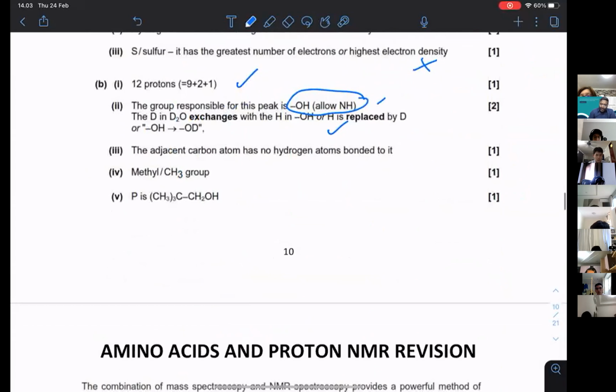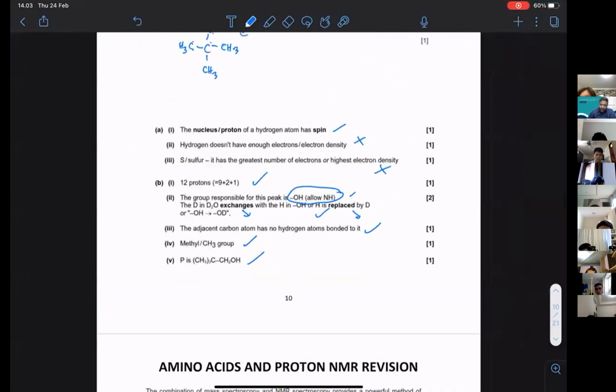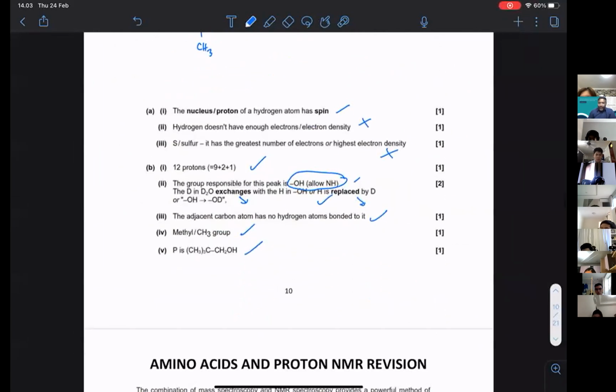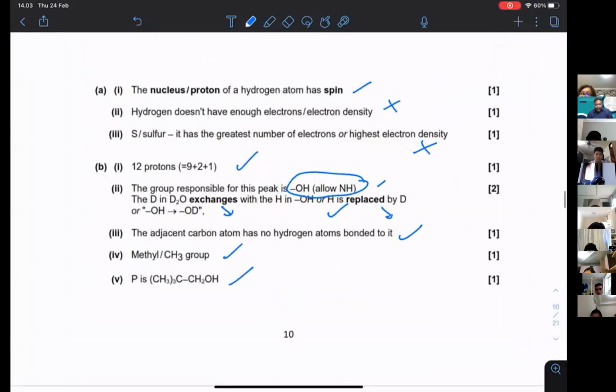But as long as you say rapid exchange, exchange or replace, make sure you use those terms. So the adjacent carbon has no hydrogen atoms, methyl group, and then you have the structure. So all correct. So far so good. All right, let's move on.